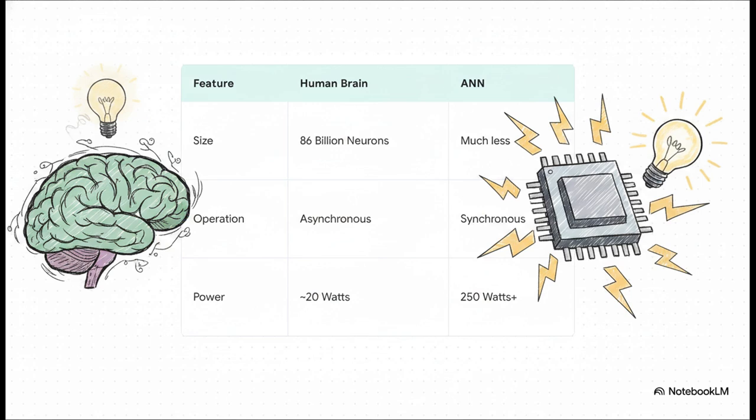On the flip side, artificial neural networks operate synchronously, meaning everything ticks rigidly to a clock. And man, they are power-hungry. A single NVIDIA GeForce GPU used to run these networks devours 250 watts all by itself. So yeah, while our machines are definitely getting smarter, they are still vastly less efficient than the biological hardware inside our own heads.